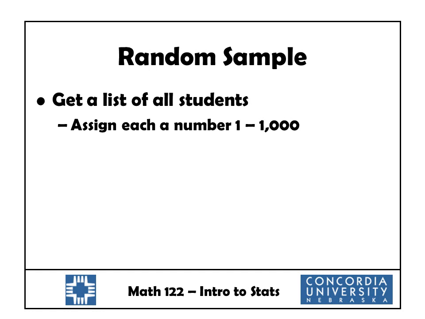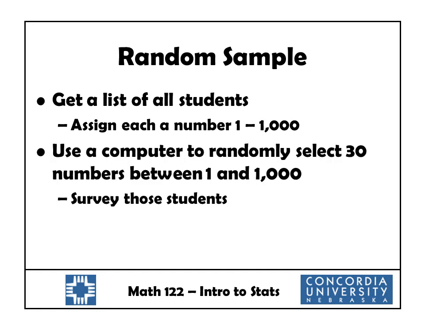So one way to get a true random sample of our entire population is to get a list of all of our students. Maybe go to the student directory or get a list from the registrar, and then we assign each of those students a number from 1 up to 1,000, or however many students we have in our population. And then we use a computer to randomly select 30 numbers between 1 and 1,000, and then we survey those students. So again, our computer randomly selected those students. And this sample that we get would be a sample of 30 truly randomly selected students.